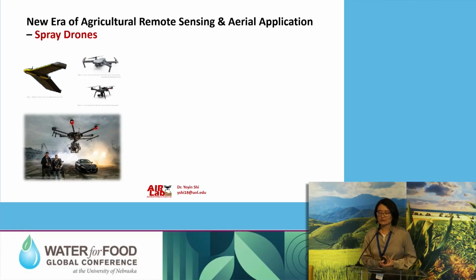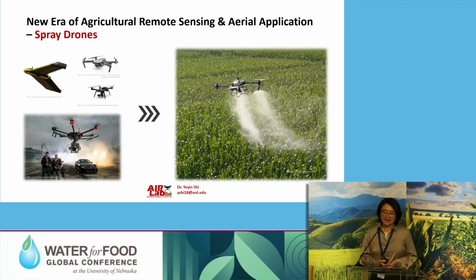Even though a lot of great work is still going on, it's already very well developed. I see the next era for drones in agriculture is the spray drones. There are spray drones on the market, right? Is there anything we could do as researchers to improve the yield and improve resource management?